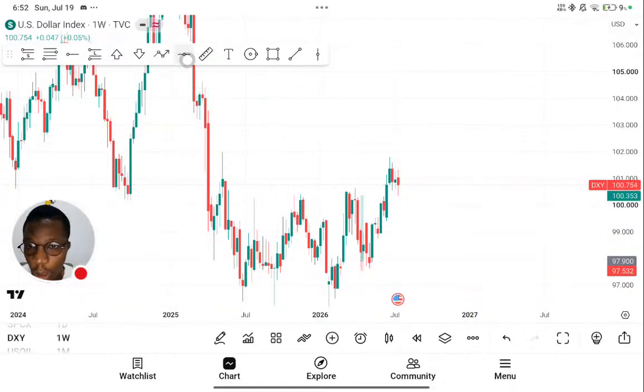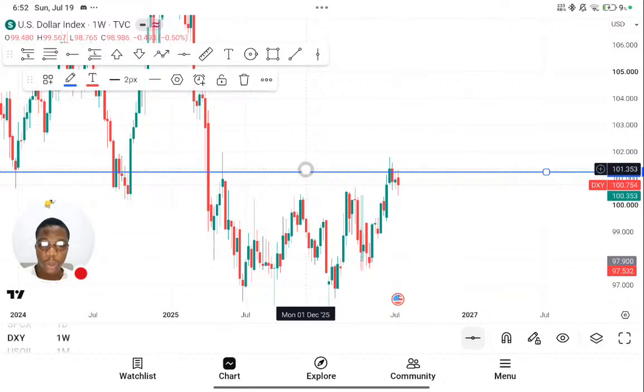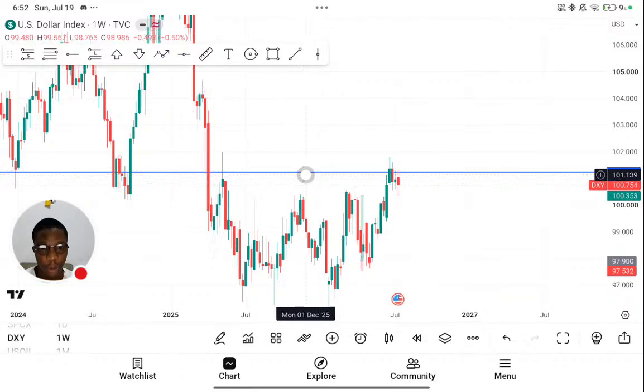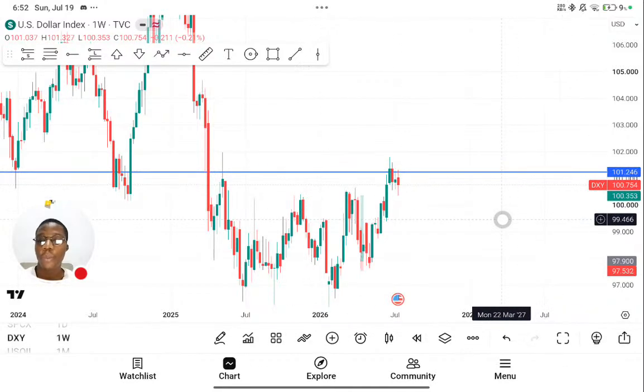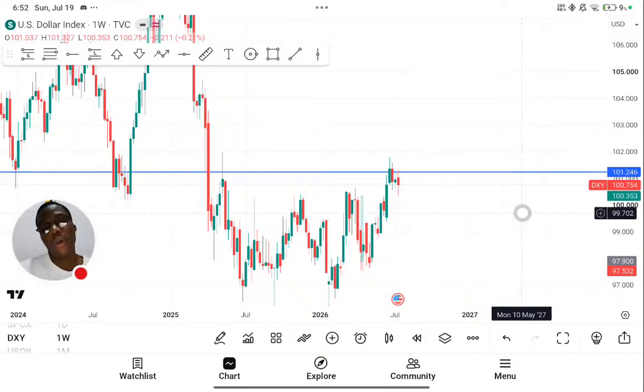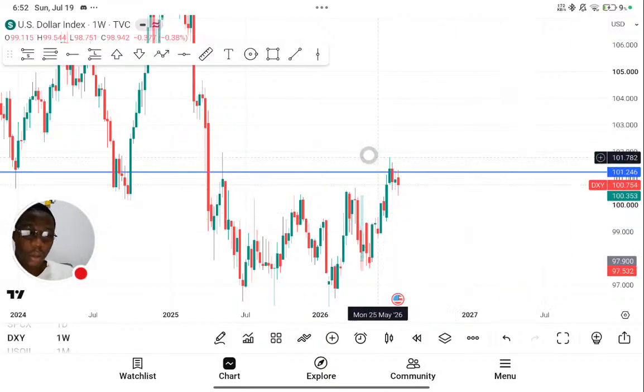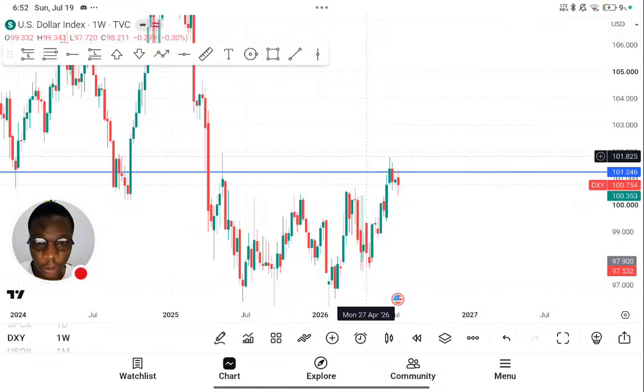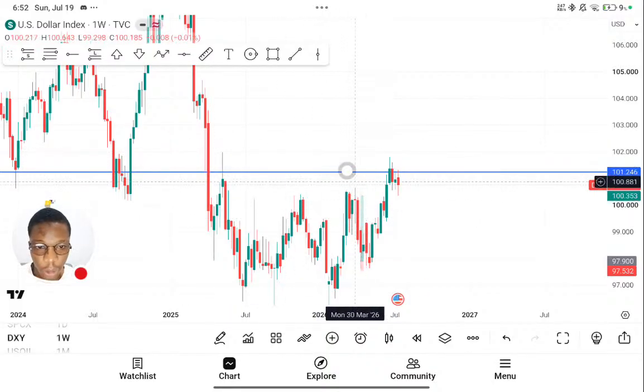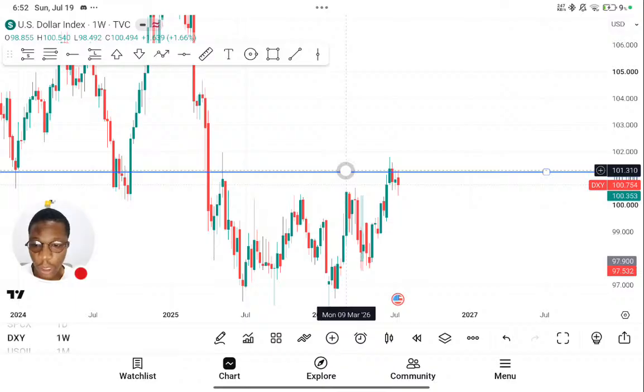So we use psychological levels as dynamic support and resistance because all we do is price action. We are price action traders, and we use support and resistance and basic market structure to build ideas. What do I mean? So where is price right now?